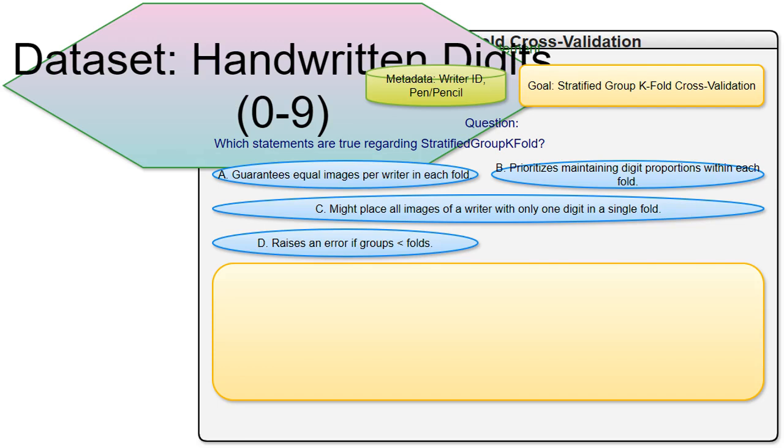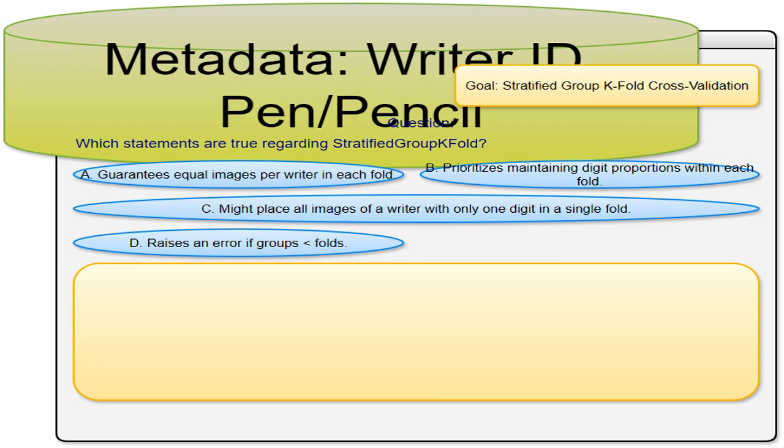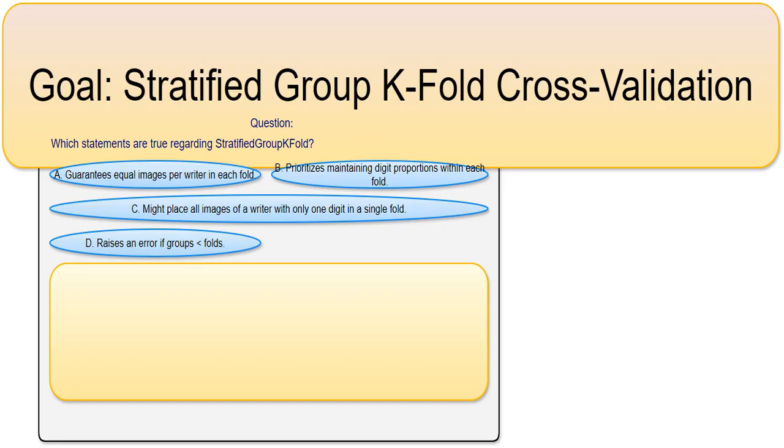My data consists of images of handwritten digits, ranging from 0 to 9. Along with the image of the digit, I also have information about who wrote the digit and what writing tool they used. This extra information is important for my cross-validation. My goal is to perform cross-validation in a smart way that considers both the type of digit and the writer. I want to make sure each fold, part of my dataset used for testing, maintains a balanced representation of digits and keeps all images from the same writer in the same fold.